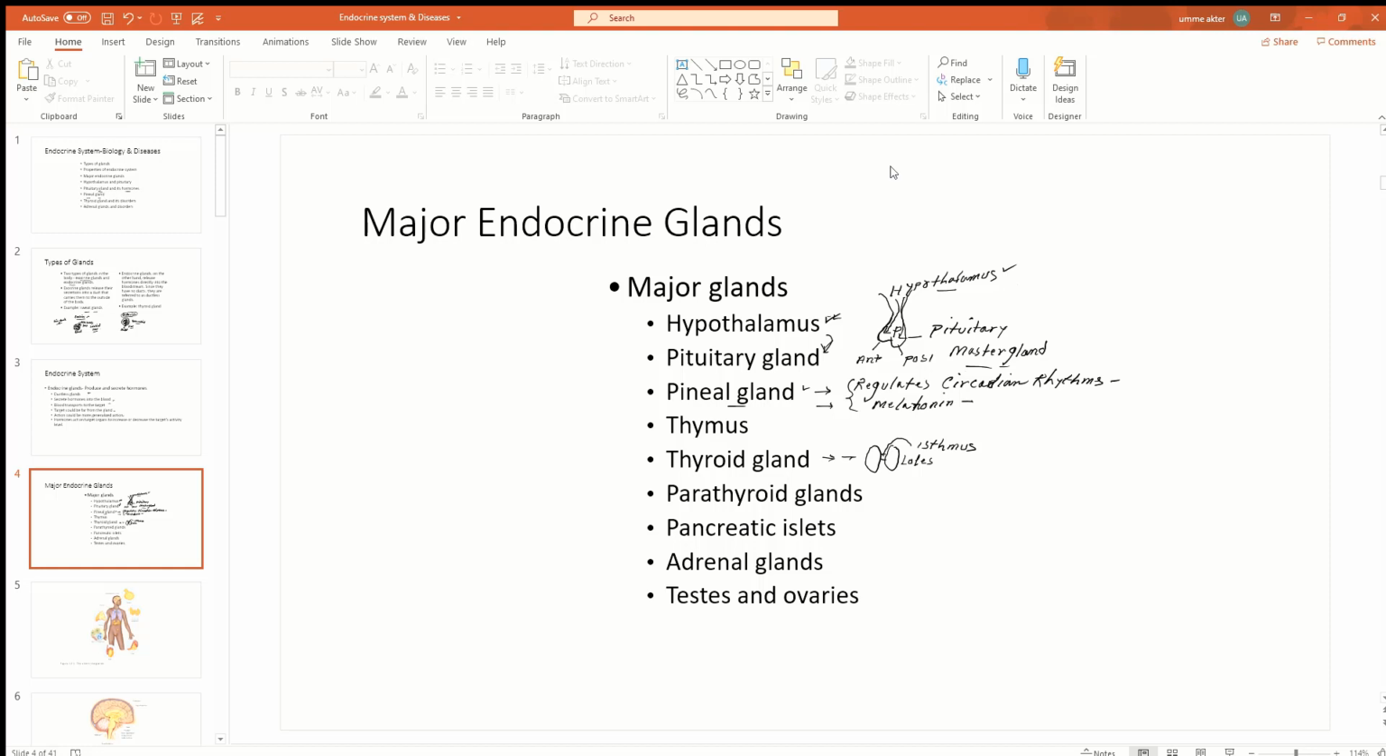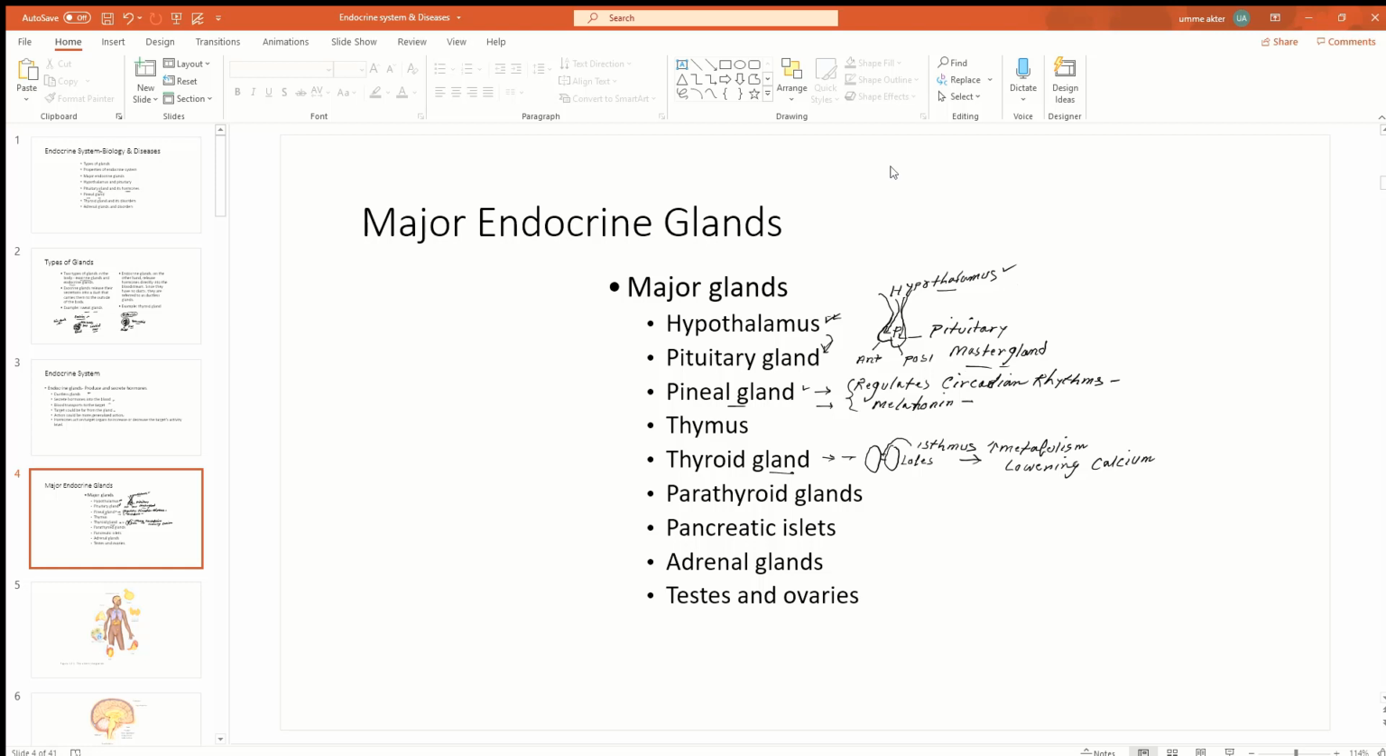Thyroid gland produces the hormones, and those hormones are responsible for metabolism, and lowering calcium in the blood. Okay, so it lowers the blood calcium and it increases metabolism. Okay, those are two important functions of the thyroid gland.